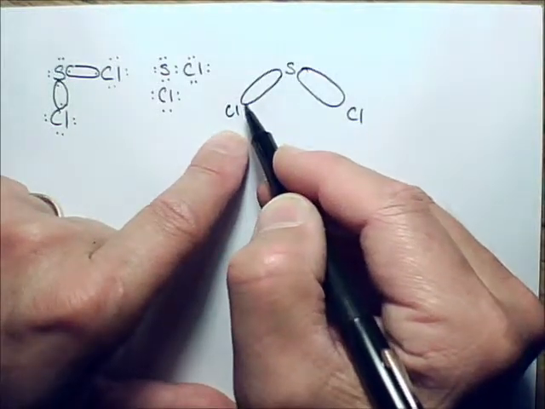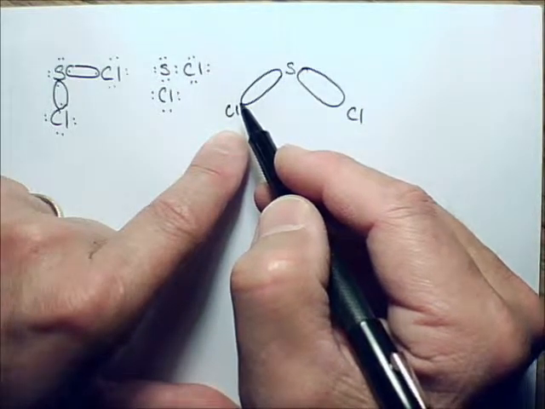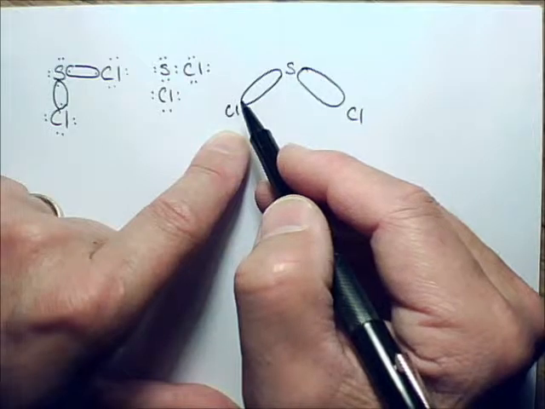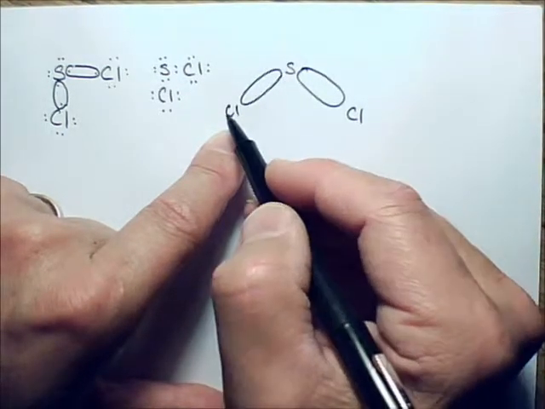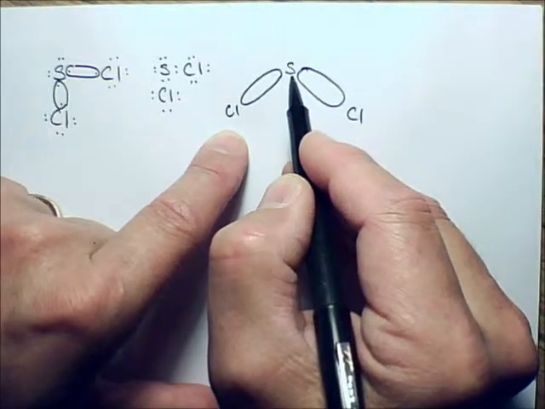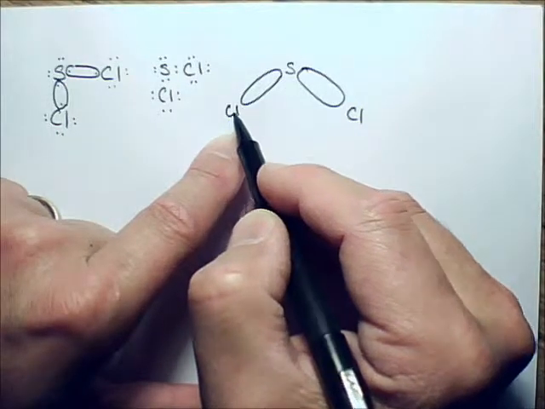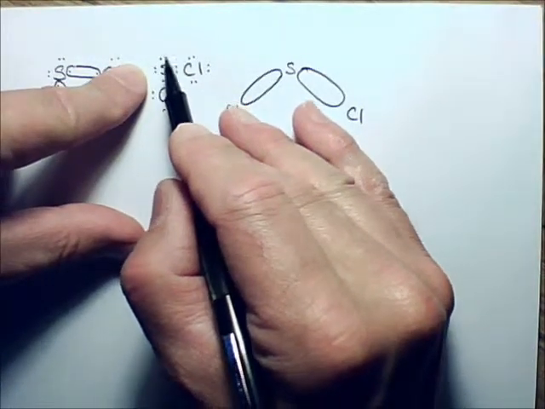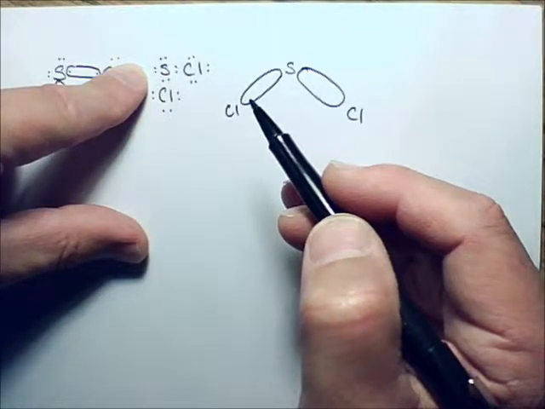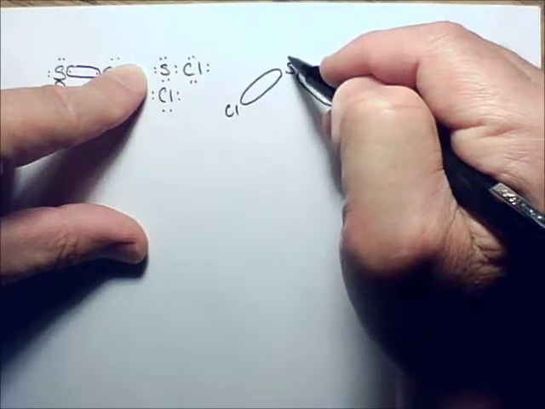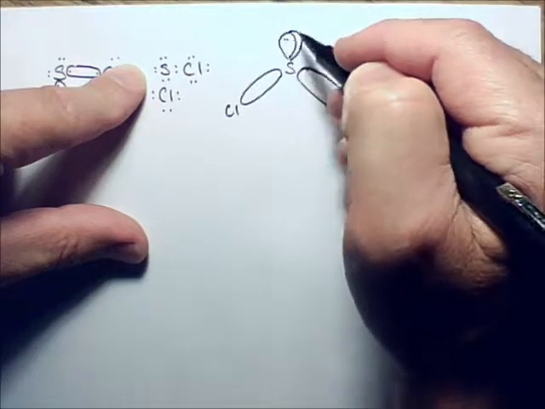All sigma bonds are the result of hybrid orbitals, sharing or overlapping. Sulfur's hybrid orbital overlapping and sharing with the hybrid orbital from chlorine. Okay, lone pairs. These two lone pairs over here are also the result of hybridized orbitals. So if we were doing this, we would actually have to show the one in front, one behind, because it's a kind of tetrahedral arrangement.